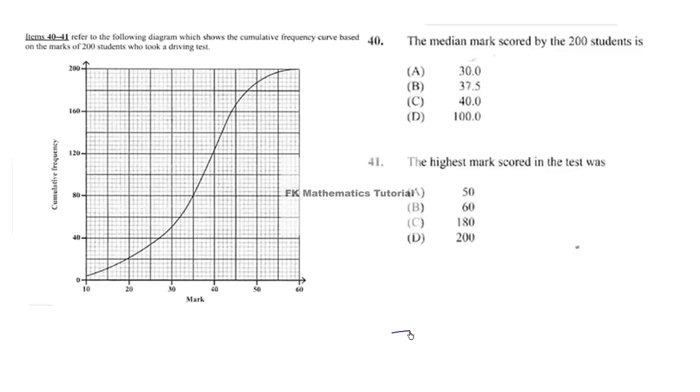Now let us look at question 41. The highest mark scored in the test was, so this is obvious from the graph. You just have to trace the highest, then you see the 60 right there.